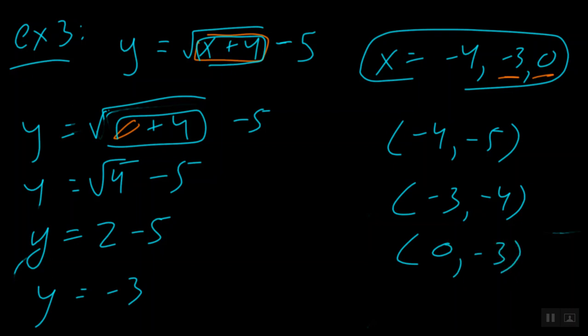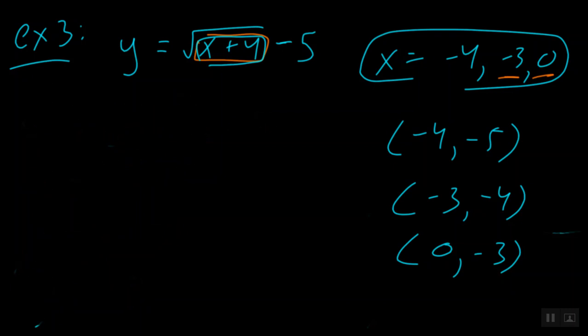Well, now that I have these 3 points, I can go ahead and graph this function. So negative 4 comma negative 5, we just count to the left, 1, 2, 3, 4, and down 1, 2, 3, 4, 5, and we're right here. Okay? For negative 3 comma negative 4, I go to the left 3, I go down 4, and I have this point. And for 0 comma negative 3, I just go right here.